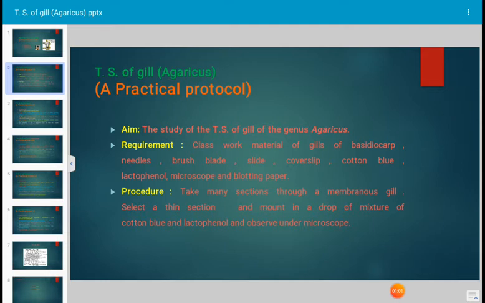Gill will be provided to you in the examination or during practical, and that membrane like structure, there are many membranous structures that occur in a fruiting body of Agaricus, and that membranous structure is known as gill. You have to take a thin section of that gill and mount a thin section in a drop of mixture of cotton glue and lactophenol and observe this slide under microscope. Let us see the internal details what we can see under microscope.